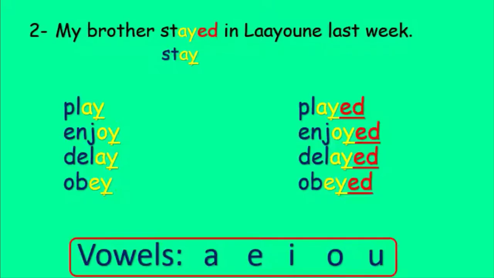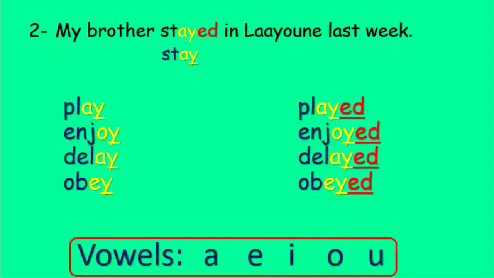Now, rule number 2, or case number 2. My brother stayed in Lyon last week. The verb here is stay. To make the past, we add ed. We can see that the verb ends in y, but before the y, there is a vowel. What is a vowel? In English, there are 5 vowels: a, e, i, o, and u. And when there is a vowel before y, we add ed to the verb to make the past.